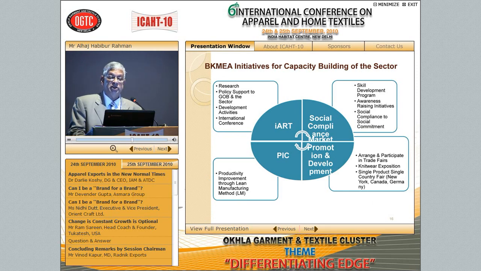BKMEA took initiative for capacity building of the sector, working for research, policy support to GOB and sector development activities, international conference, skill development program, awareness raising initiative, social compliance to social commitment, productivity improvement through lean manufacturing method, LM, arrange and participate in trade fairs, knitwear exposition, single product fair in New York, Canada and Germany.